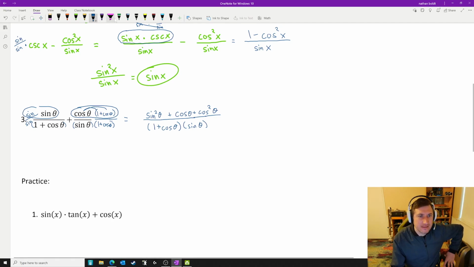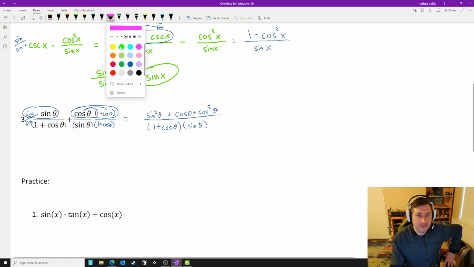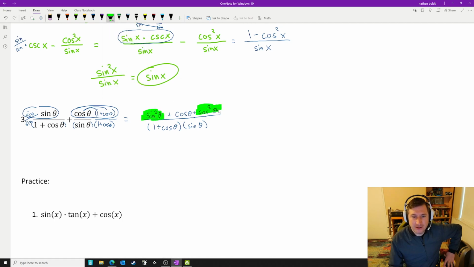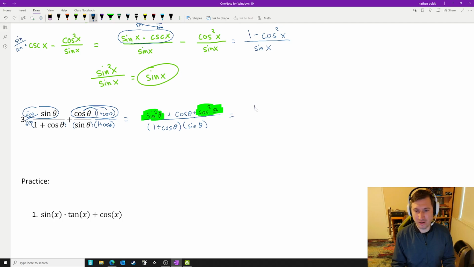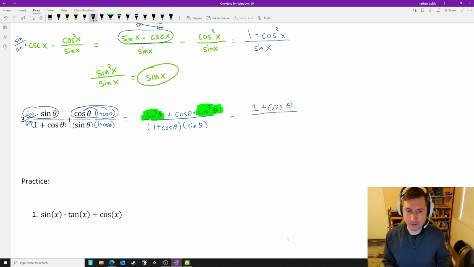What can we do here? Oh, look, I see it. Let me get a different highlighter. Let's try the green maybe. Sine squared and a cosine squared. Our old friends. Hopefully you are starting to get that one imprinted in your memory. That is equal to 1. So we've got 1 on top, but there's still a regular old cosine, that's on the numerator. What's in the denominator? We've got 1 plus cosine theta times sine theta.